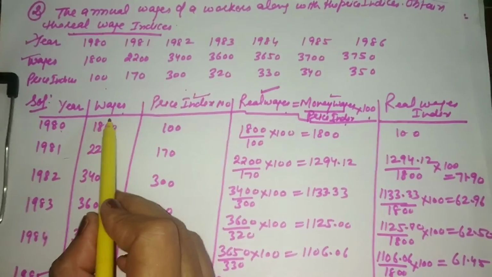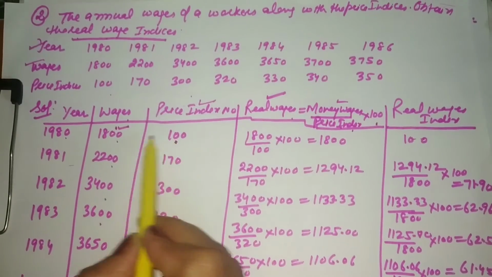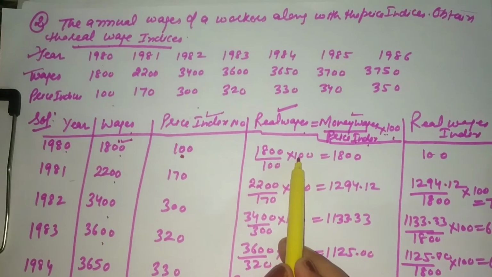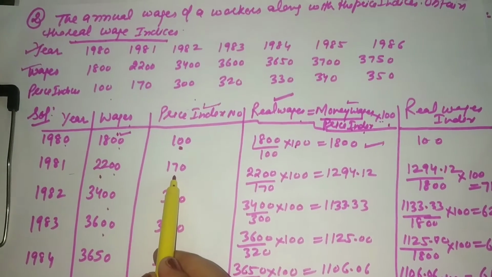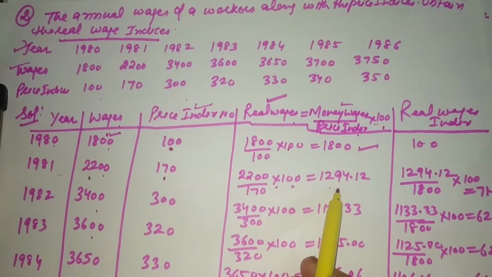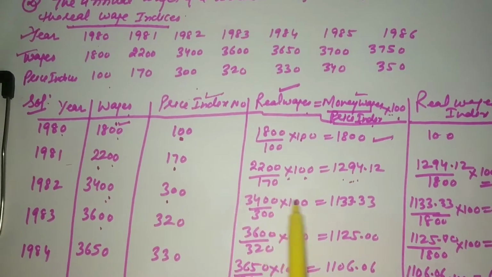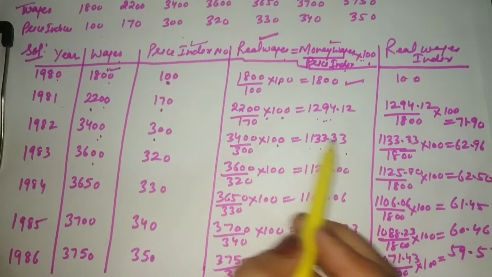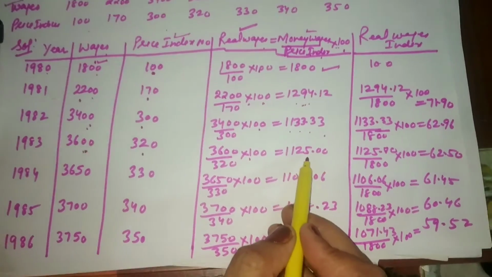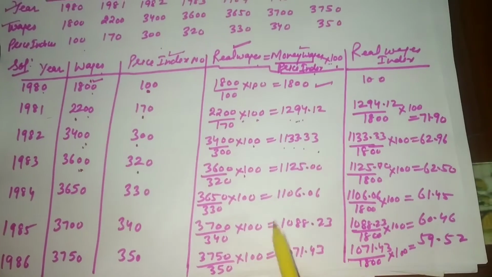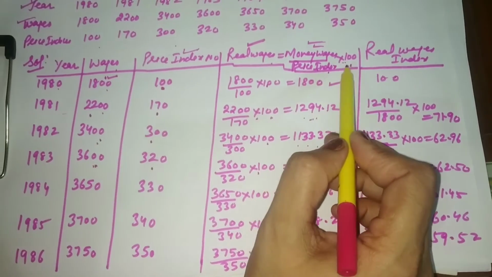So money wages is 1800 for the 1980 year. 1800 over price index, which is 100, into 100 in the formula. We are getting 1800. The next year, 2200 over price index 170 into 100. That means I am getting 1294.12. The next year, 3400 over 300 into 100, that is 1133.33. Next year, 3600 over 320 into 100 is equal to 1125. And so on. So in this way, I have calculated the real wages, because I have just applied the formula, that is money wages over price indices into 100.